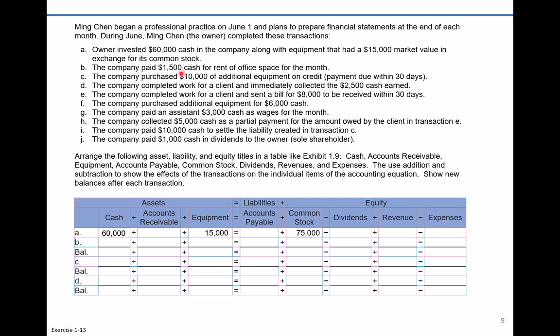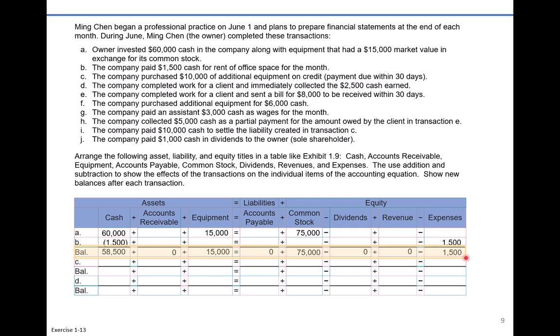So how much was cash? Did it go up or down? Well, cash went down by $15,000 and expenses went up by $15,000. Next, the problem said to total things along the way, so let's update our balances now. We have cash, $60,000 minus $15,000 is $45,000, plus equipment of $15,000, plus common stock of $75,000, plus expenses of $15,000.